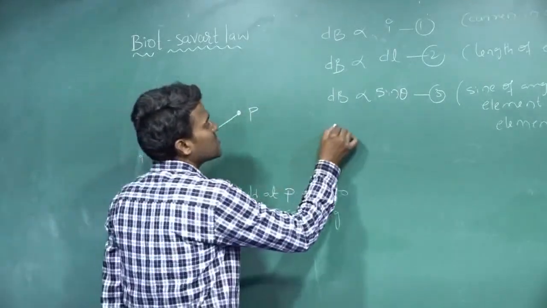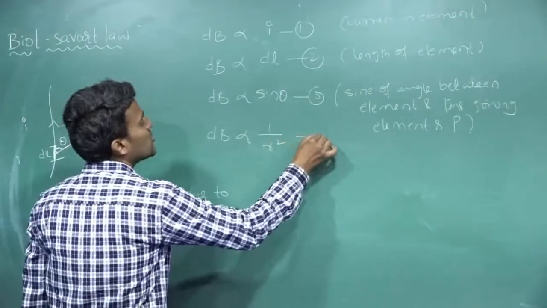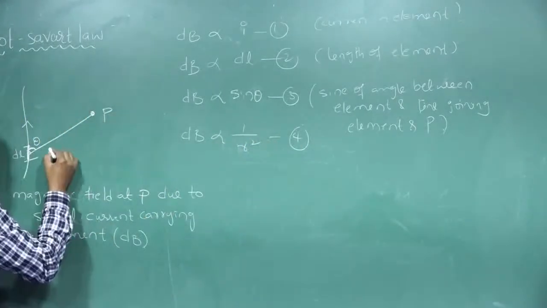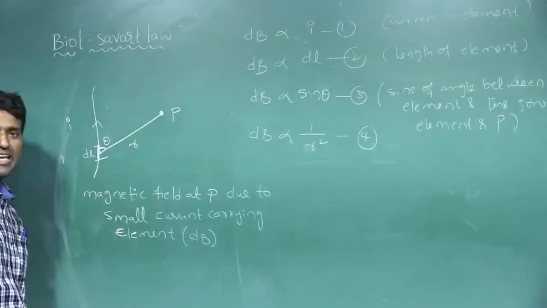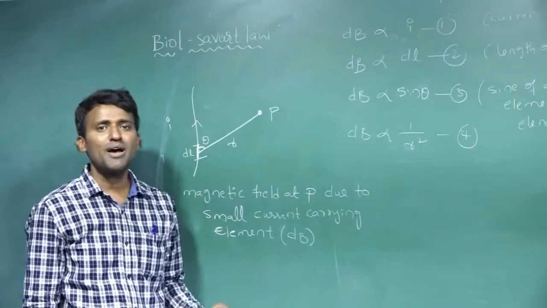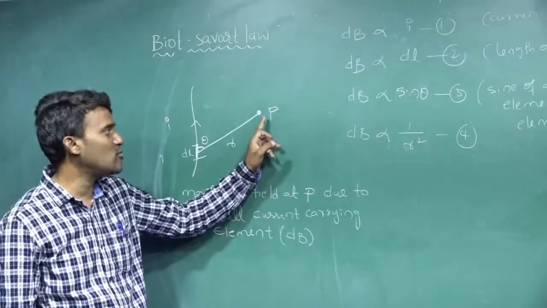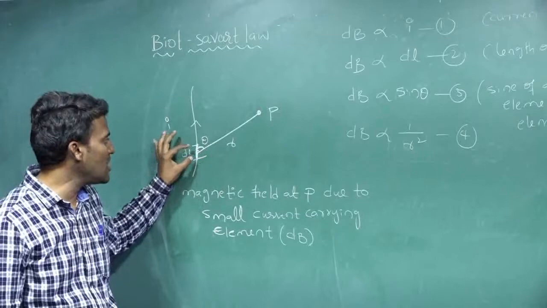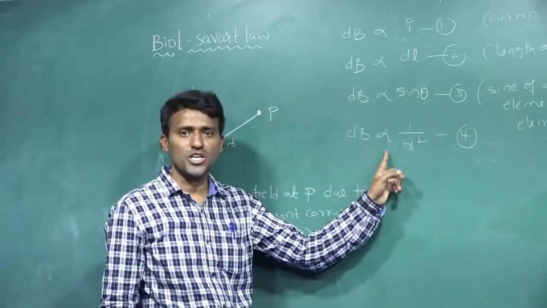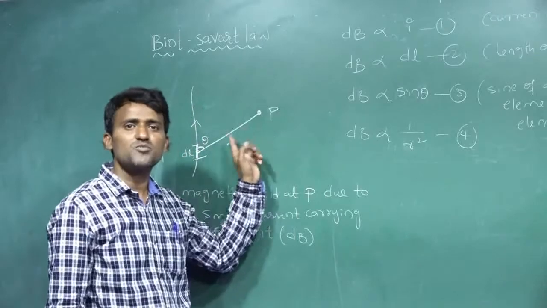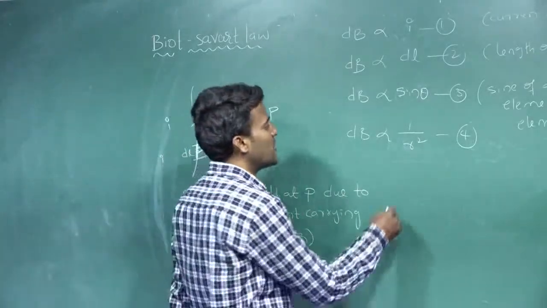Next, dB, the magnetic field at point P due to the small element, is inversely proportional to the square of the distance between them. The distance between these two points is r.